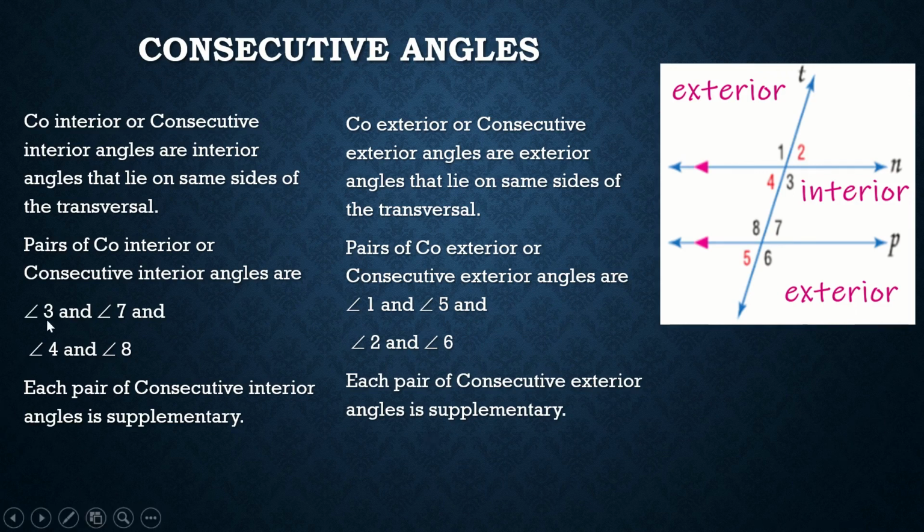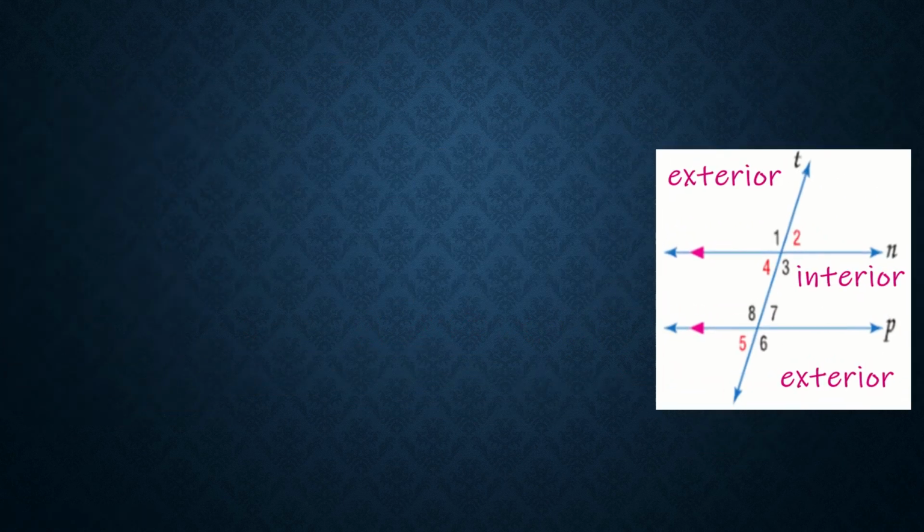So when we add 3 and 7, we will get 180. And when we add 4 and 8, we get 180. Similarly, for exterior angles also, if we add 1 and 5, we get 180. And when we add angle 2 and angle 6, we get 180.